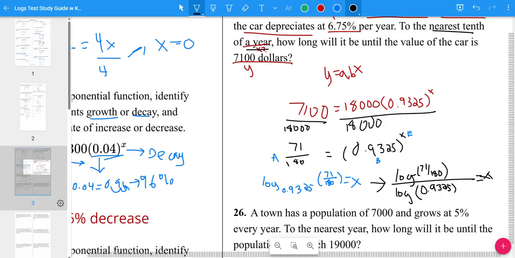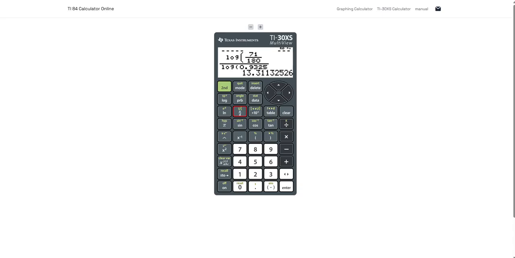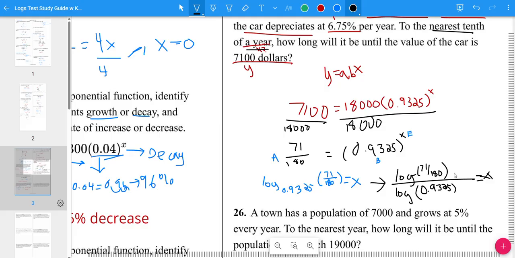So let's type it in, log of 71 over 180, and log of 0.9325. So if I type that in, I should get 13.3 years. 13.3. So x equals approximately 13.3.